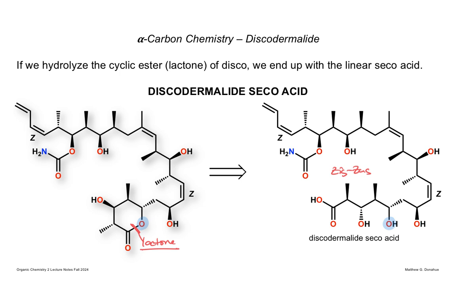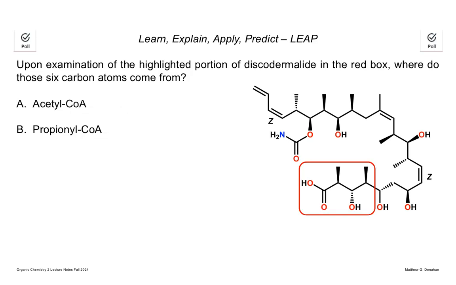And again, that's a module 3 reaction. You took an ester and you saponified it to a carboxylic acid. So that's a common thing organic chemists will do: let's break any rings we can. Let's make things acyclic. So now that it's acyclic, in the red box I've highlighted 6 carbon atoms. And the question is asking you, where do you think those come from, the acetyl or the propionyl coenzyme A?